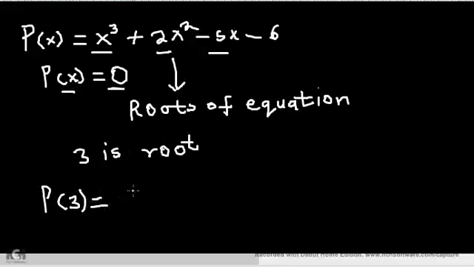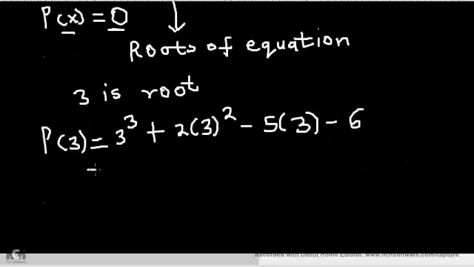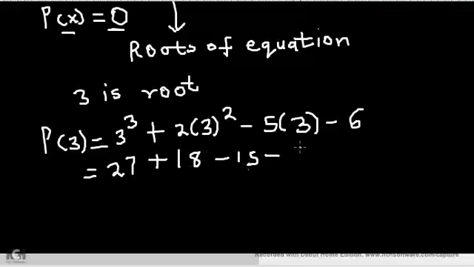All right, now let's see if that actually is possible. Let's put 3 into the expression. That's going to be 3 raised to power 3, then plus 2 times 3 raised to the power of 2, then minus 5 times 3, and then of course minus 6. All right, so let's see what that yields. This is going to be 27, and 3 raised to power 2 is 9, 9 times 2 is 18. This is going to give me 15, and this is going to give me minus 6.